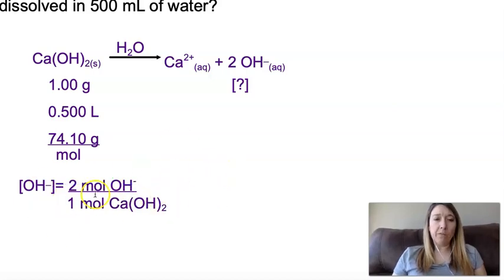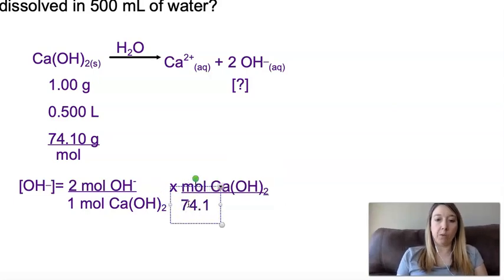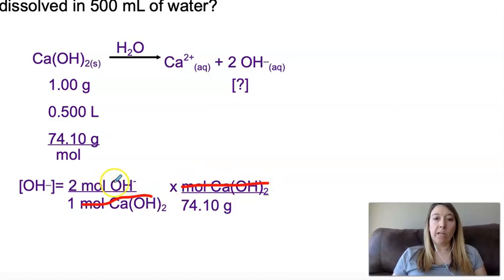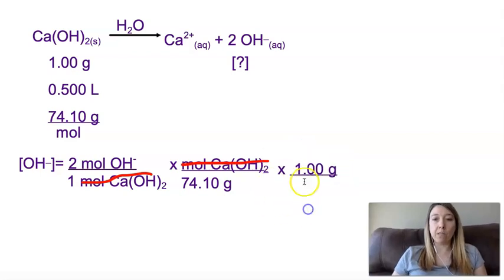Now we've got this ratio that gives us moles of hydroxide. We need to get rid of moles of calcium hydroxide. We can do that by using our molar mass, so moles of Ca(OH)2 over 74.10 grams. Now we can eliminate moles of calcium hydroxide. We now have moles per gram. We don't want moles per gram, we want moles per liter. That's okay, because we can get rid of grams using the mass. So I can use that 1.00 grams. Same as always, we'll just put it over 1.